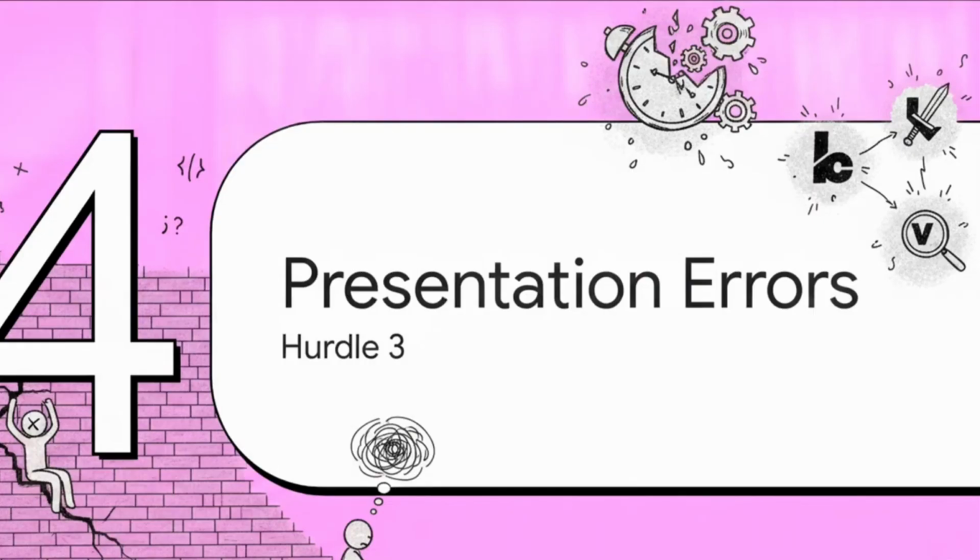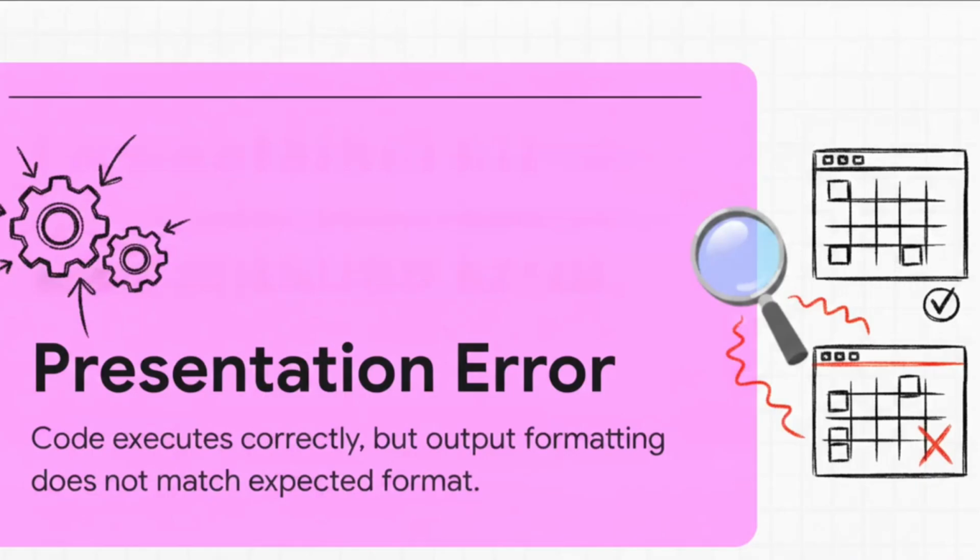Now on to Section 4, our final hurdle, Presentation Errors. Oh man, this final hurdle is just uniquely infuriating, especially if you spend time practicing on platforms like LeetCode or HackerRank. A presentation error happens entirely after execution, during the evaluation step. Your executable ran to completion. Your underlying logic was literally 100% correct. However, your output formatting didn't perfectly match the extremely strict expectations of the automated grader.